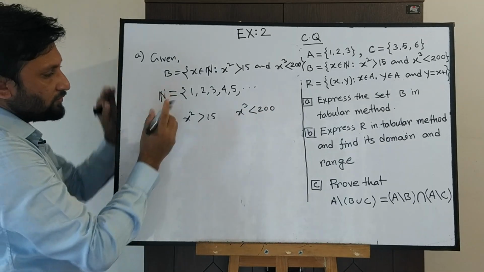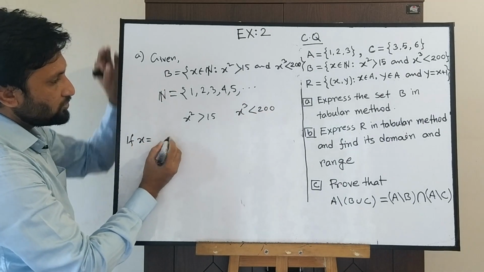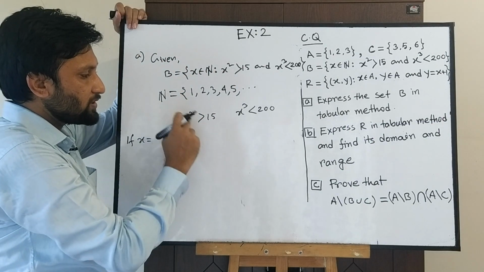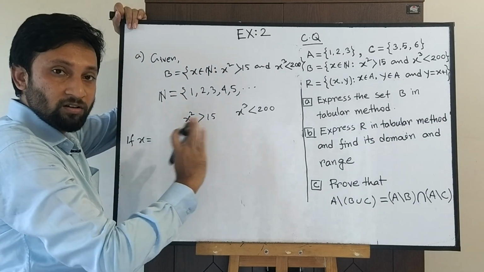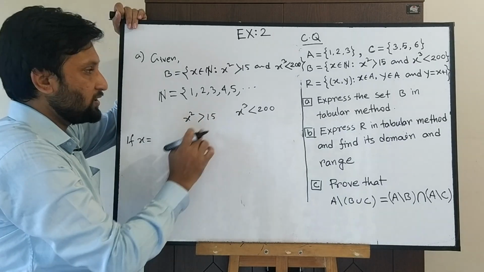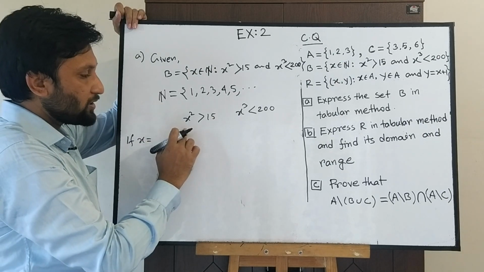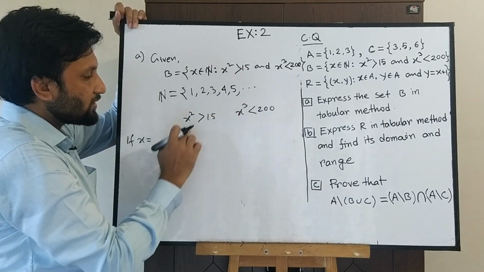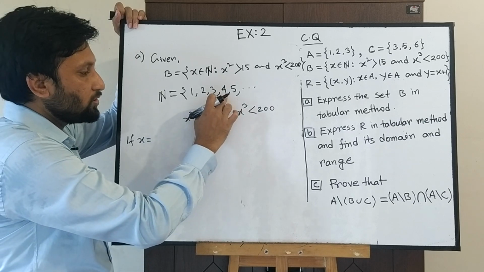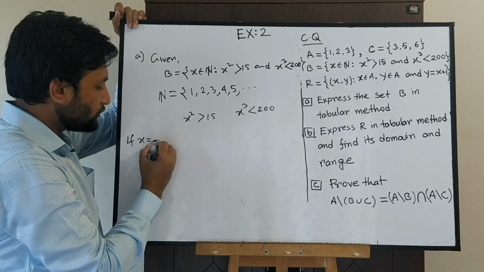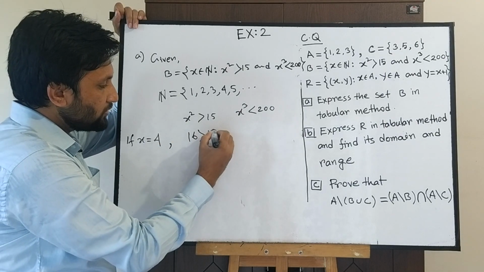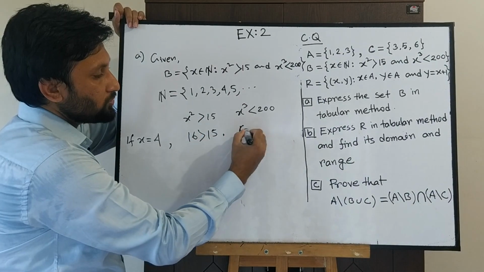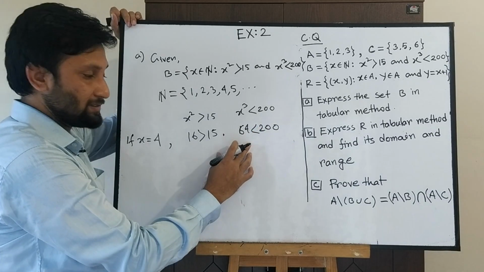So, if x equals 1, then x square is 1, and 1 is not greater than 15, not acceptable. If x equals 2, then 2 square is 4, and 4 is not greater than 15, so this is not acceptable. Then 3 square is 9, and 9 is not greater than 15, so not acceptable. 4 square is 16, which is greater than 15, acceptable. And 4 cube is 64, which is less than 200, also acceptable.